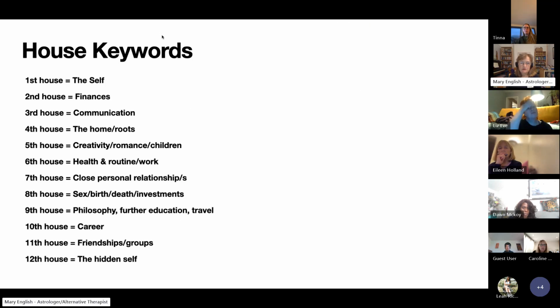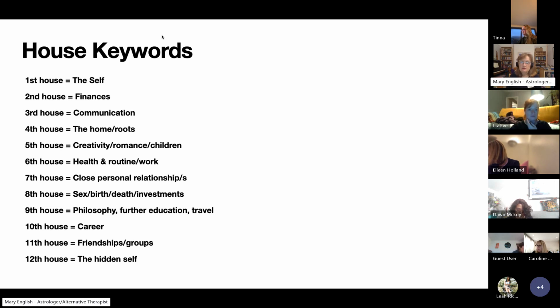Here's the house keywords. First house is the self, the second house is finances, the third house is communication, fourth house is home and roots, fifth house is creativity, romance, children. You can choose one or the other. Sixth house is health, routine and work. Seventh house is close personal relationships. There is no other meaning for the seventh house. Sometimes people use, in old astrology, enemies, but I've never seen that. Eighth house is sex, birth, death and investments, which is a bit of a weird combo, but there we go. Ninth house, philosophy, further education and travel. 10th house has only got one meaning, it's career. 11th house, friendships, groups. 12th house, the hidden self.